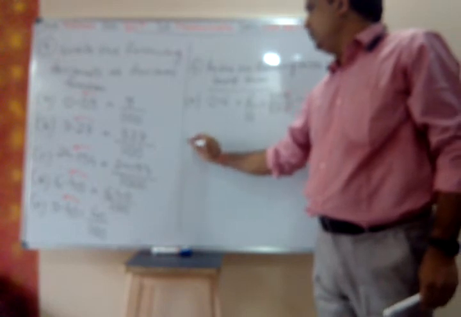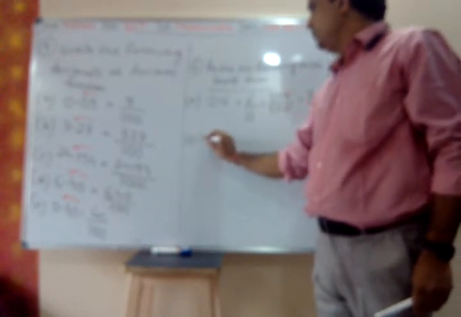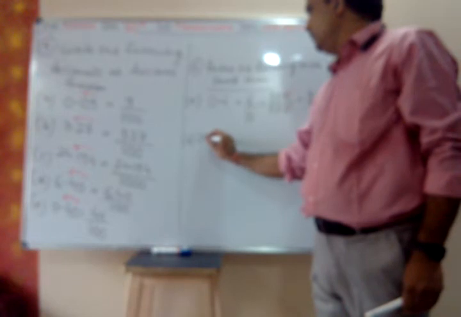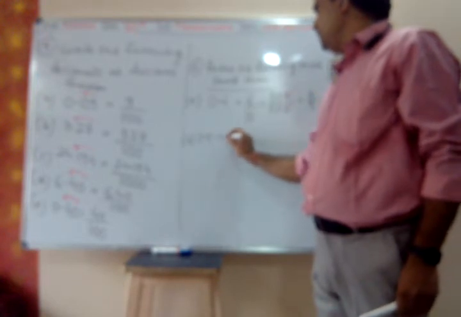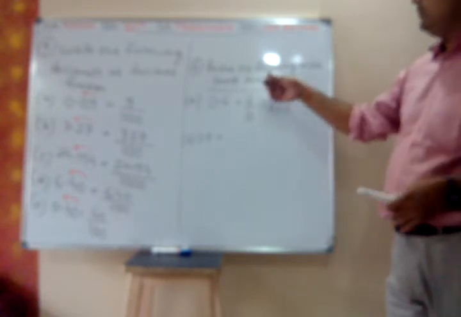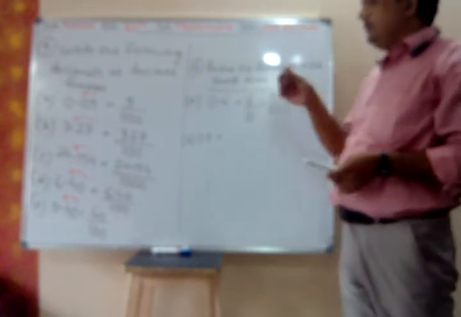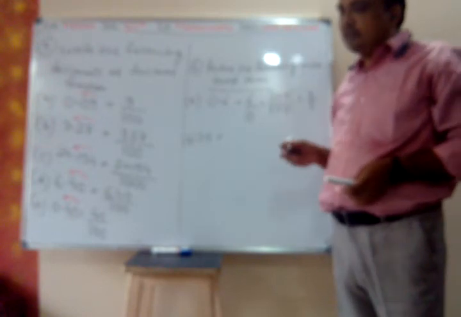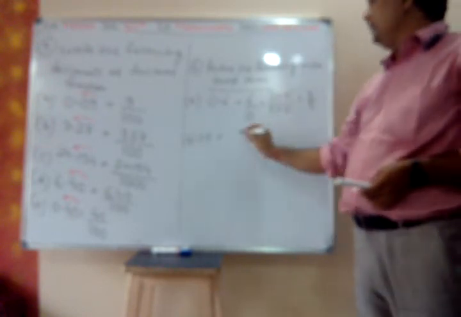Next, B, 2.5. No, you have to stop there. When you convert 3 upon 5 into decimal, again you will get 0.6 only. So no need of doing that, you just stop at 3 upon 5. Now next is 2.5.